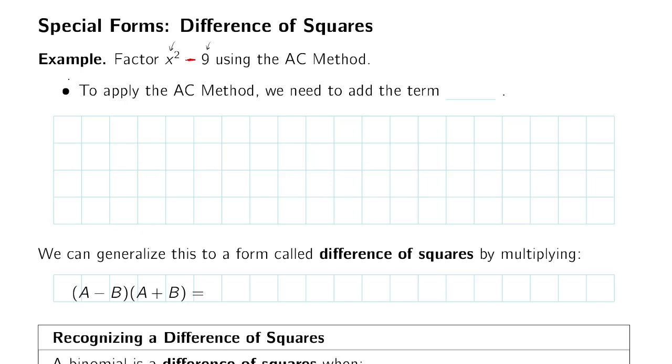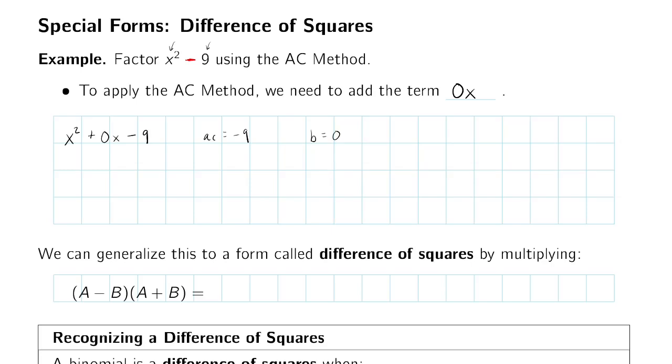The AC method is a method for trinomials, but we can always add 0 without changing anything. So let's see what happens if we add the term 0x. So we're trying to factor x squared plus 0x minus 9. So our AC is -9, our B is 0.